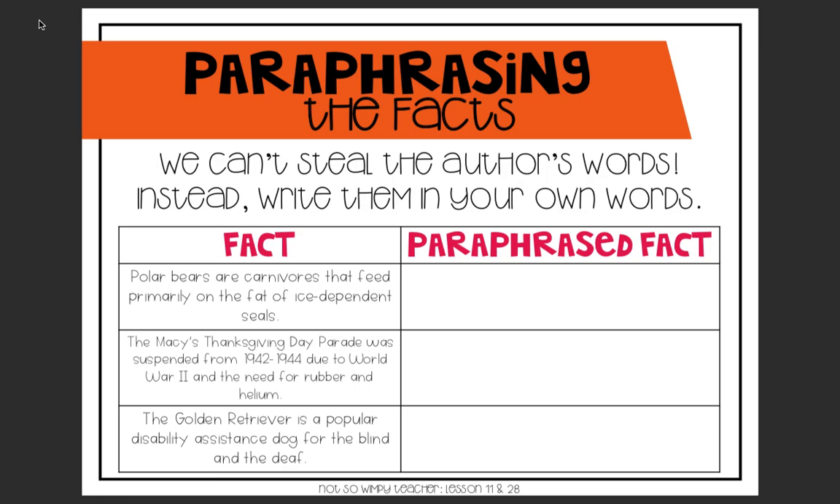So we are going to be doing research for our reports, and we'll want to use facts that we find. That's fine as long as we don't use the exact words the author did. Instead, we will write those facts in our own words. When we take something that someone else has written and put it in our own words, that is called paraphrasing. So what you're going to do now with Mrs. Armstrong is fill in this anchor chart. I want you to take those facts and paraphrase them into your own words.